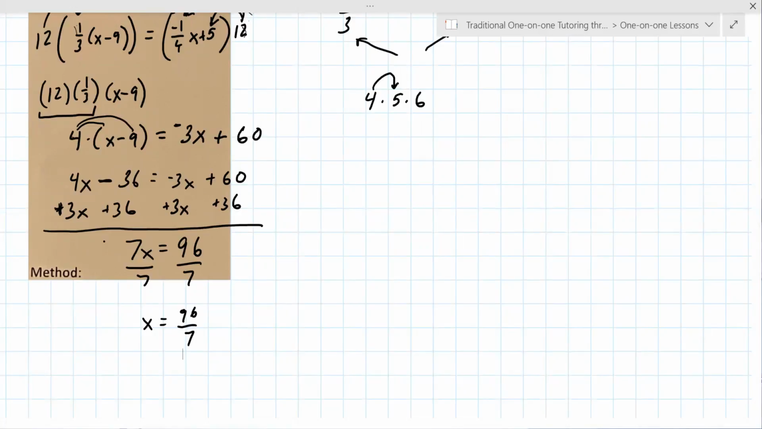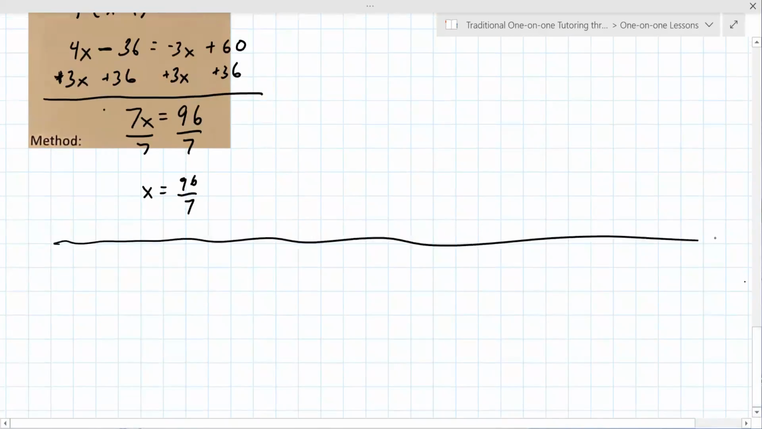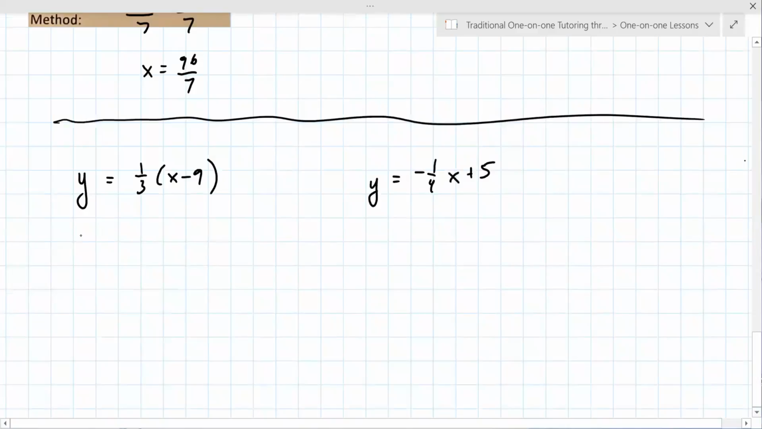Okay. All right. So the next part of this problem is to sketch the solution. To do that, we have to go back to the original equations. The original equations are y equals 1/3 parentheses x minus 9, and then y equals -1/4 x plus 5. On the left, we're going to distribute this 1/3 to both. It's 1/3 x minus 9 over 3, which is really 1/3 x minus 3.